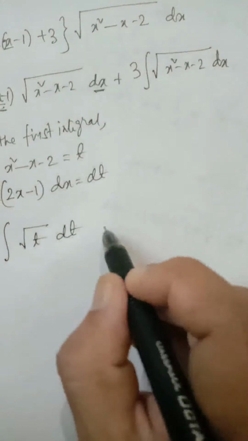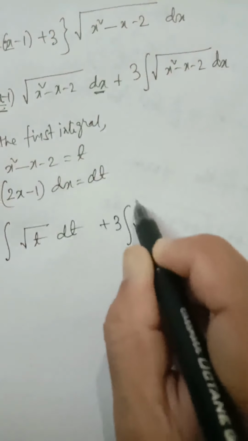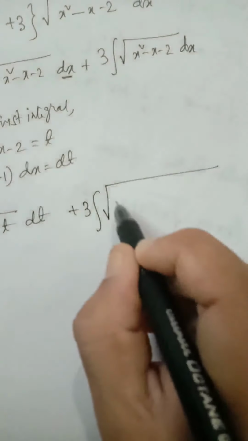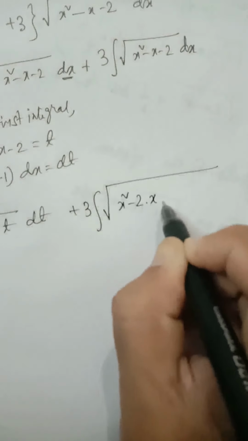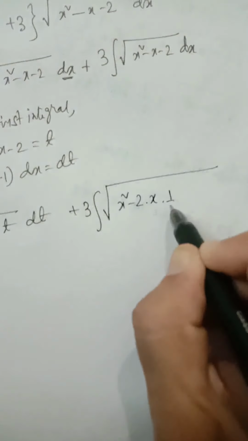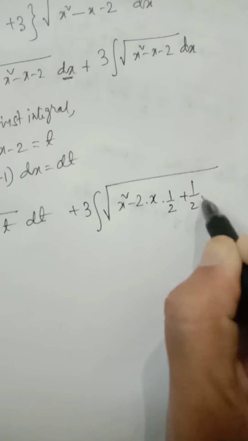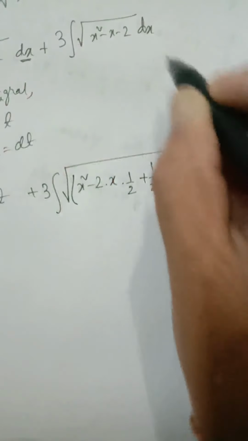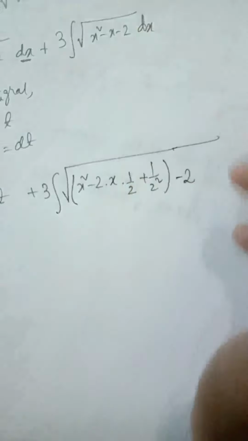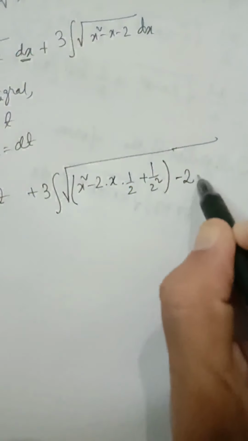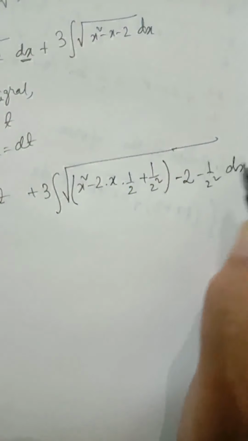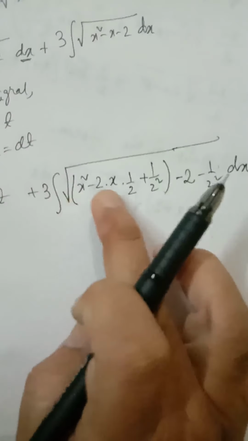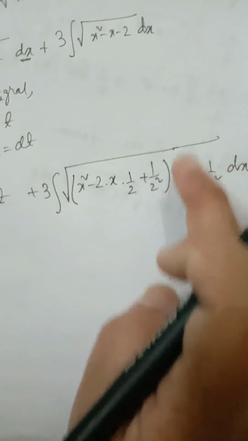And the next part, what we will do, we will express this in whole square form. So it will be x square minus 2 into x into half, plus half square. Now to adjust this, we write minus 2 which is there in this line, and next to adjust we have to write minus of half square also. In x square minus x, half square gets cancelled, minus 2. Now this is in whole square form.